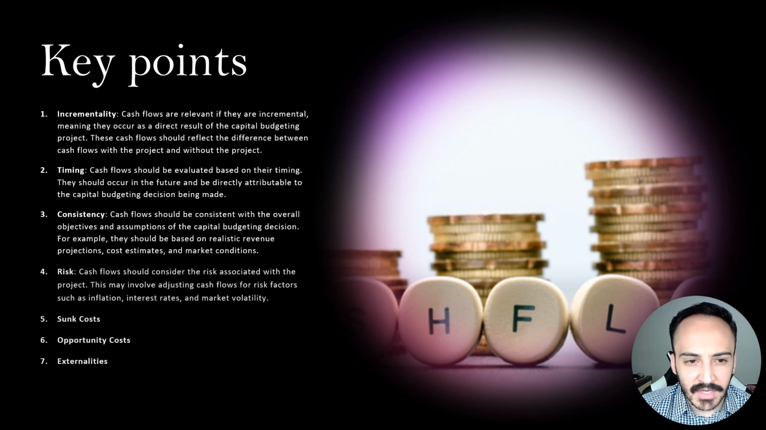Number two, timing. Cash flows should be evaluated based on their timing. They should occur in the future and be directly attributable to the capital budgeting decision being made. And number three, consistency. Cash flows should be consistent with the overall objective and assumptions of the capital budgeting decision. For example, they should be based on realistic revenue projections, cost estimates, and market conditions.